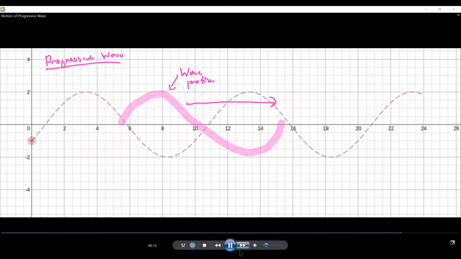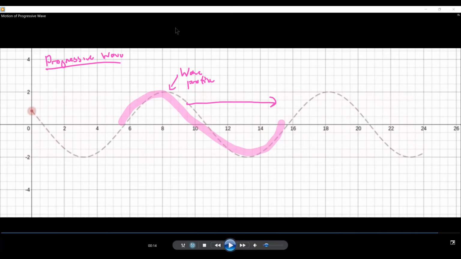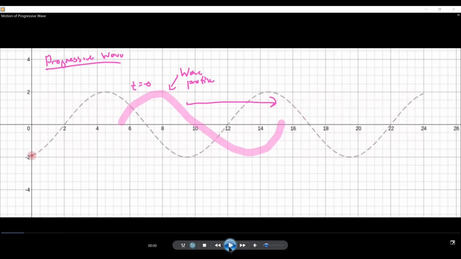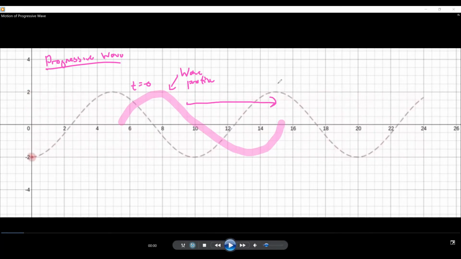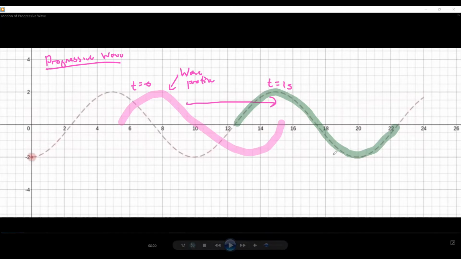So maybe this one here is when time t equals 0. But then if I let time run, you will notice that at t equals 1 second, the wave profile is now here. As time runs, that wave profile is moving from one end to another end. So this is what we define as a progressive wave. This is the first wave that you will learn in your AS syllabus.